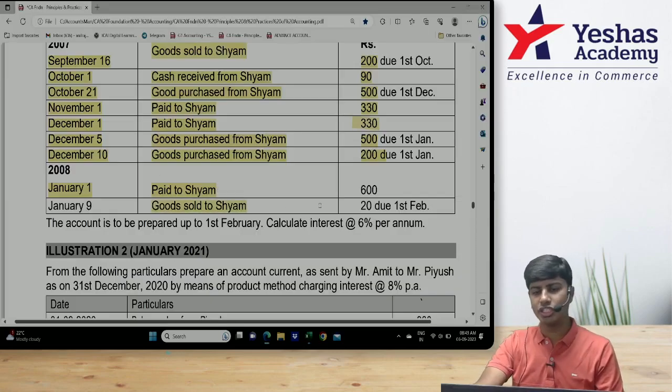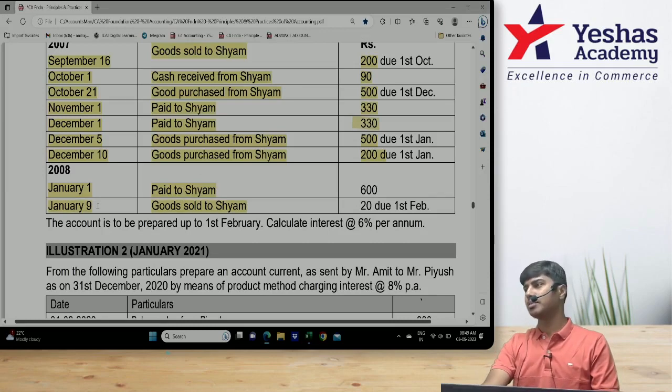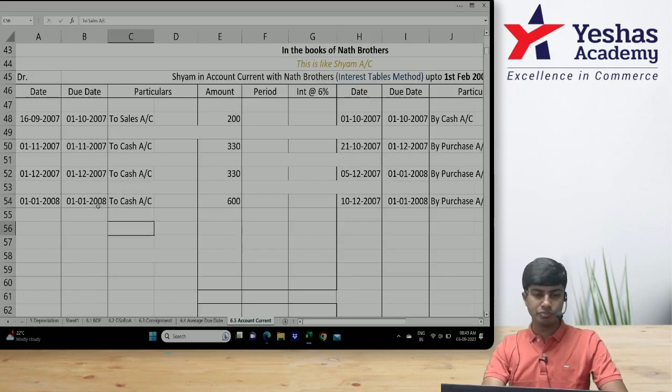Goods sold to Shyam 20. This is happening on January 9th. What is the entry for sales? Shyam account debit to sales. Very good.